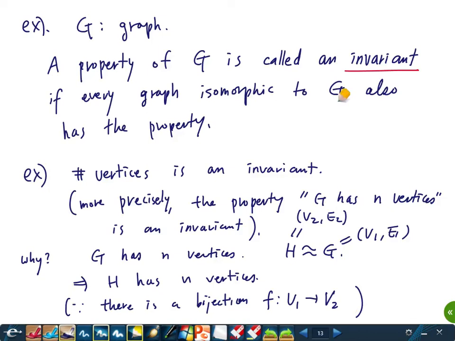Why is this important? Because suppose that you want to show that two graphs are not isomorphic. All you need to do is to find one invariant such that this graph has that property, but this graph does not have that property. Then they cannot be isomorphic. That's how we prove that two graphs are not isomorphic.